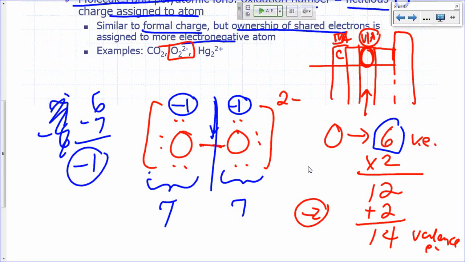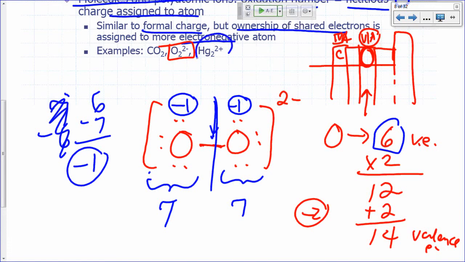It's as if each oxygen gained 1 electron. So we say the oxidation number is -1. They don't have a charge of -1. The pair as a whole has a charge of -2. But it's as if each one has a charge of -1.